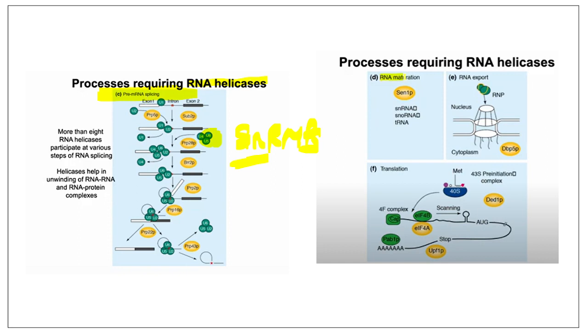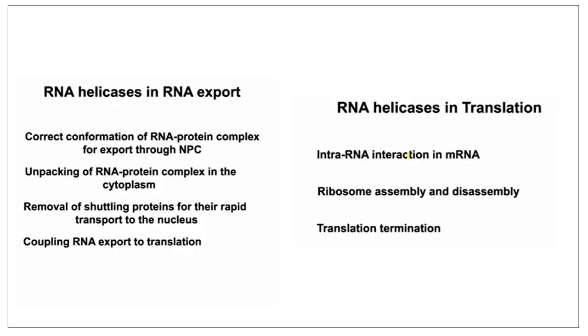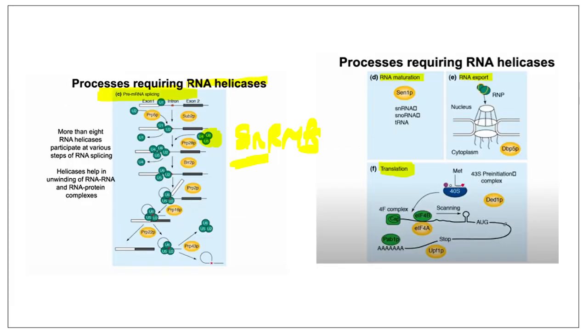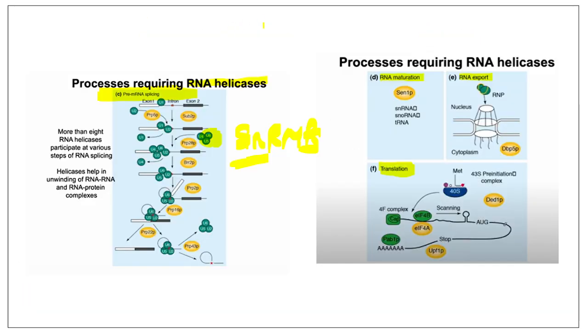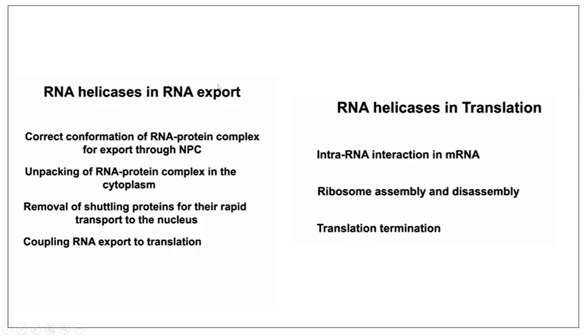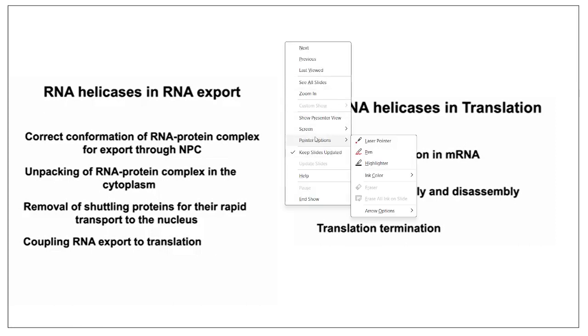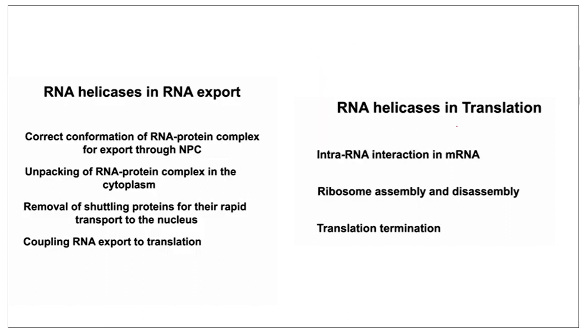Then they are also required during RNA maturation, in RNA export, and in translation. So these are the important functions of RNA helicase: in pre-mRNA splicing, RNA maturation, RNA export, and RNA translation. These are the four molecular biology processes where RNA helicases are involved. Now in detail we'll see how RNA helicases are involved in RNA export and in translation.